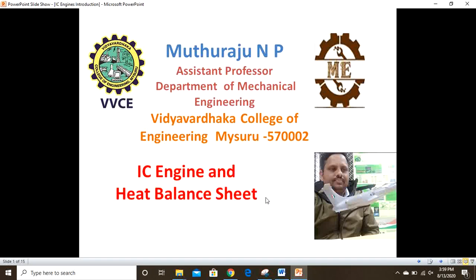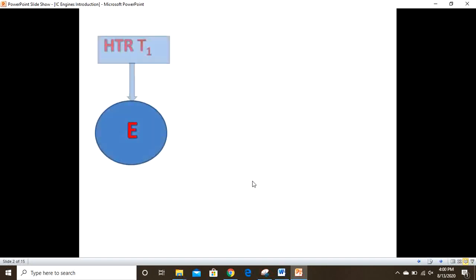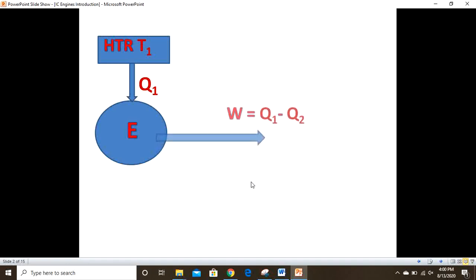Now I will explain about the IC engine and heat balance sheet. All these things let me explain. First and foremost, you must know how the engine works.